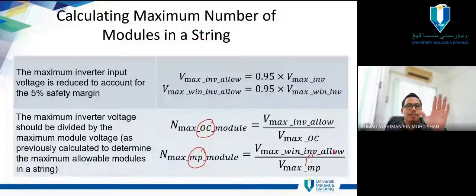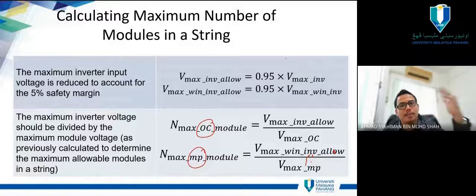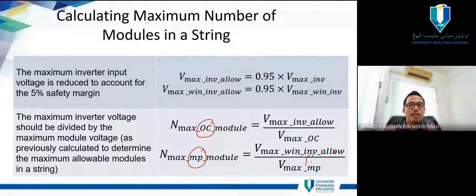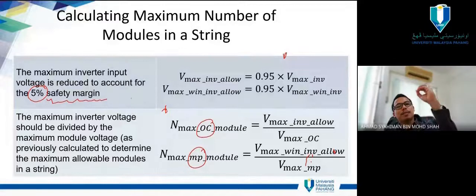But for the case of maximum, we calculate the same as for the module. We have the maximum based on the open circuit voltage and the maximum based on the maximum power point, MPP. So same as here. But there is a difference for the maximum case. What is the difference? The margin. The margin taken here is only 5% safety margin. 5% safety margin means what? 0.95.